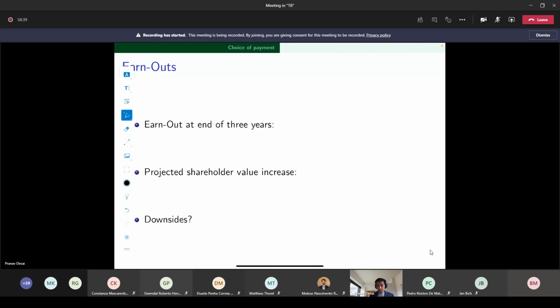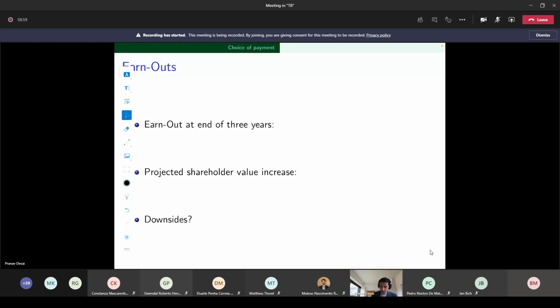So in practice, given this example, let me find my notes. Just give me a second so that I don't have to go back and forth between the two slides.